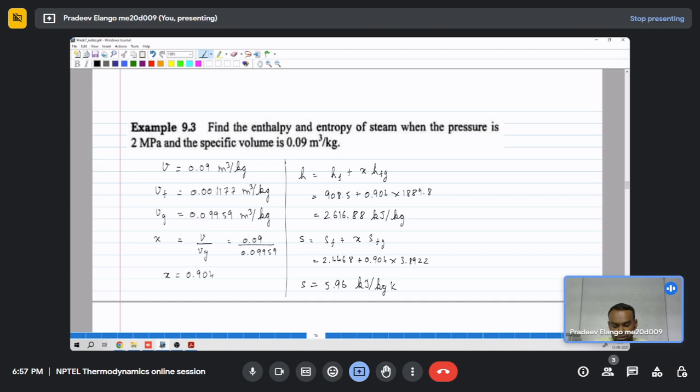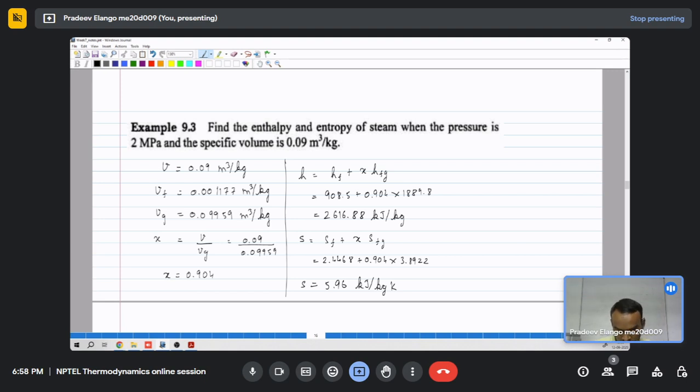Do you have any questions? Sir, here in the dryness fraction, we are neglecting VF in the denominator, relating V to Vg, sir. Yes, yes.